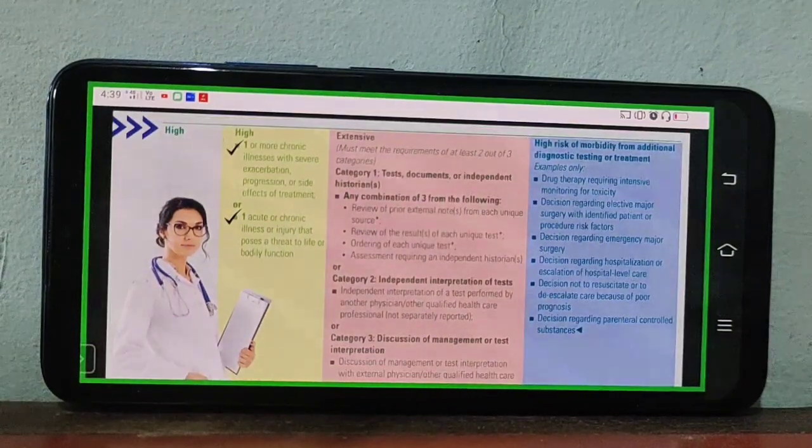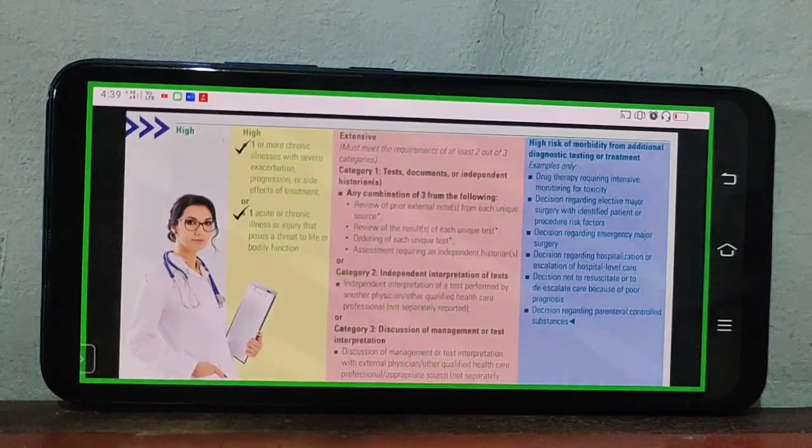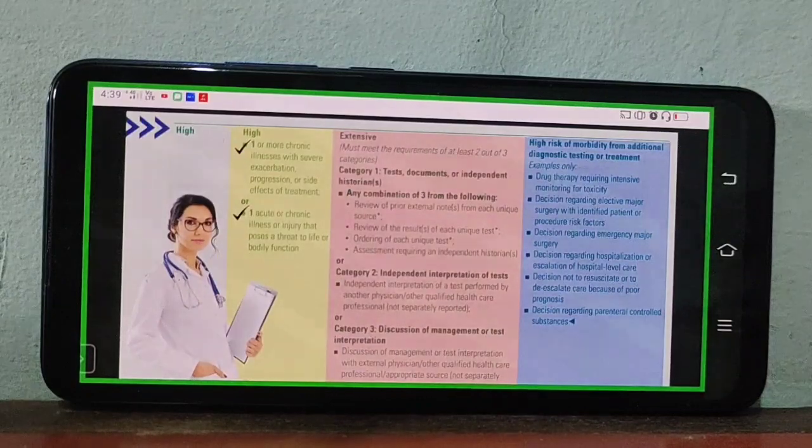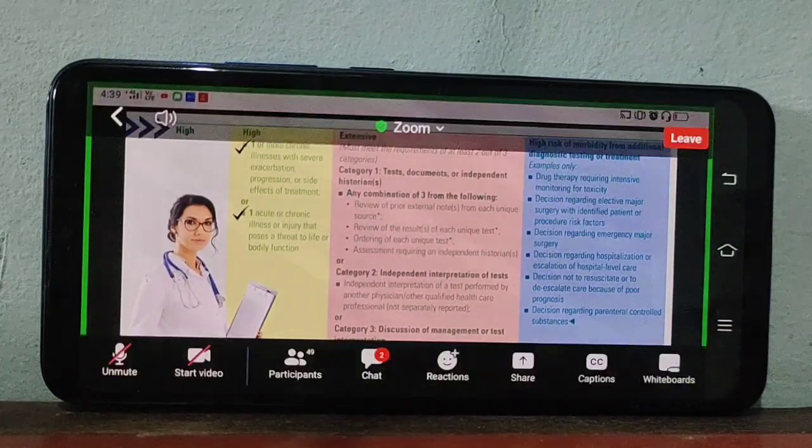So for moderate MDM, we need any 1 category, 1 out of 3. For high MDM, 2 out of 3. But the content is the same. The information is the same. For moderate MDM, from these 3 categories, any 1 category should be present in our document. For high MDM, from these 3 categories, we need any 2 categories. That's it. That is the difference.